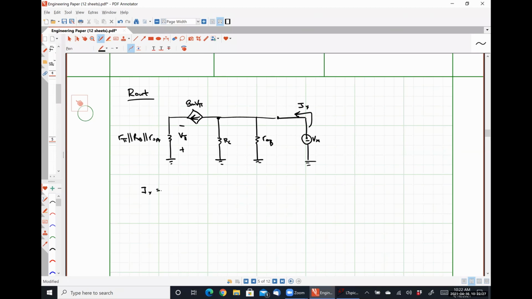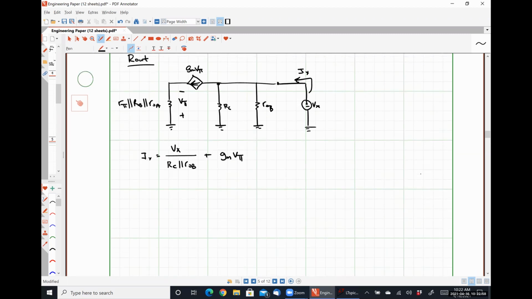Ix is going to be Vx divided by RC in parallel with R naught B. So I'm just taking care of the amount that branches off and flows through these two in one fell swoop, plus gm V pi. Just good old Kirchhoff's current law.